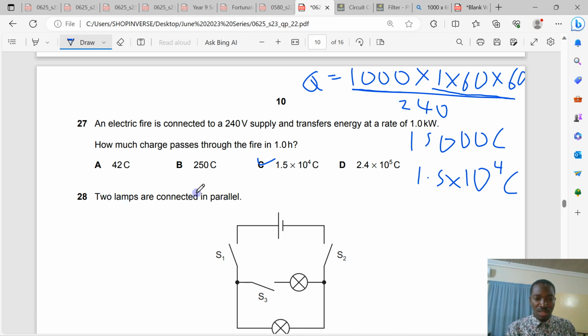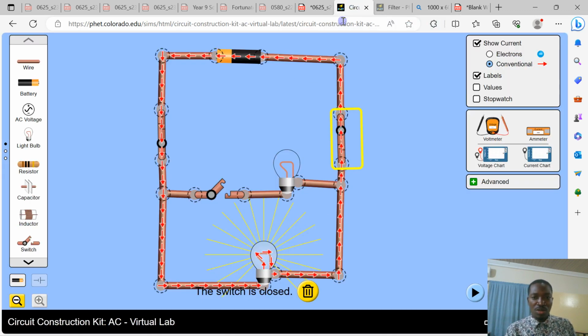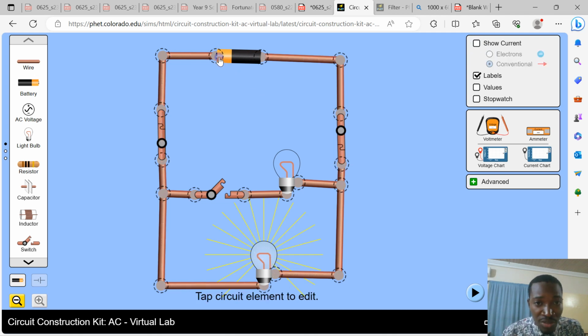Now, in order to understand question 28, we will have to use our simulation. That's why I built this circuit here. So you see, this circuit is a perfect representation of what we have. We have the battery up here. The positive terminal is on the left hand side. This is the positive terminal. You can see this is the negative terminal. This is a lamp, another lamp down there, then three switches, 1, 2, 3.